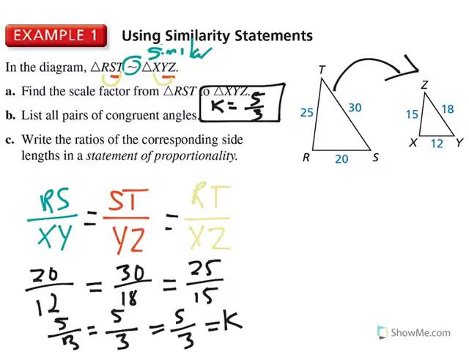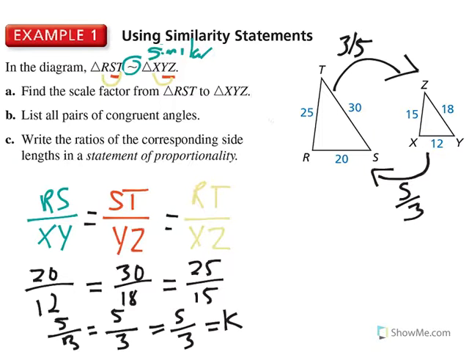Well, notice they're getting smaller. If they're getting smaller, that means my scale factor has to be less than 1. So multiplying by 5/3 would actually be going the other direction. This would be multiplying by 5/3. If I flip them over and go in reverse, this way is actually multiplying by 3/5. So my k, in this case, because we're going from RST to XYZ, it gets smaller, I'm actually going to flip it over to be 3/5.